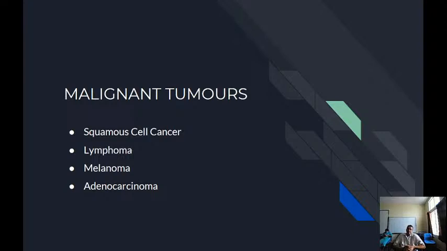Then we go to the malignant tumors per se. These are the squamous cell carcinoma, particularly of the maxillary sinuses or the ethmoidal sinuses. The lymphomas are the next ones, then melanoma from the pigment cells, and of course the adenocarcinomas. These are the various malignant tumors that are present, and the squamous cell carcinoma is the commonest. The other tumors are not very common.